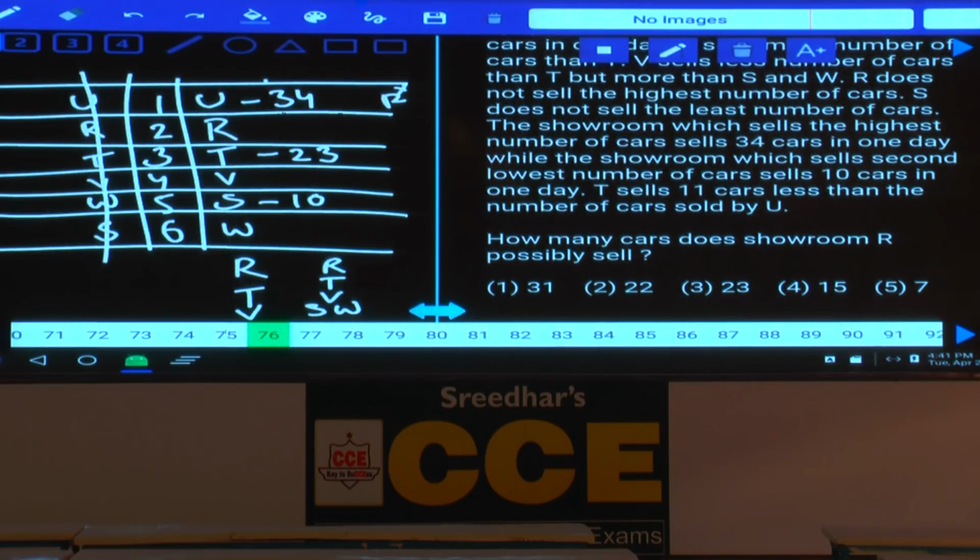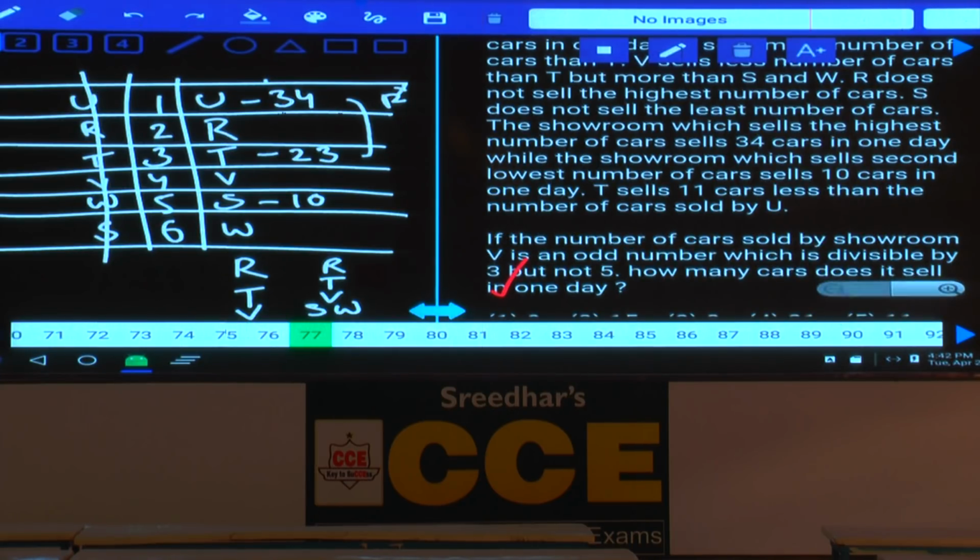How many cars does showroom R possibly sell? R is in between 23 and 34. In between 23 and 34, what is the number we have? 31, that is choice 1. And this is about question number 76.